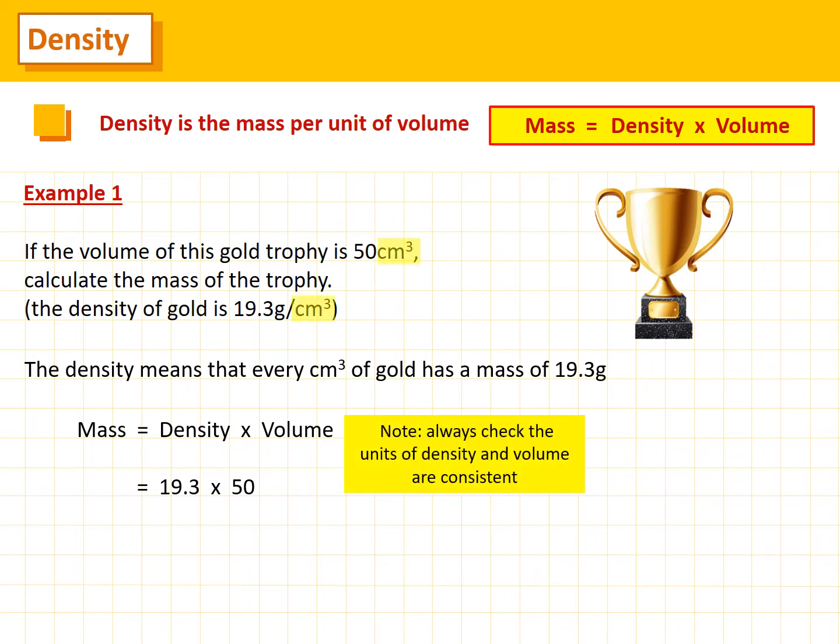We check that the units are consistent. The volume is given to us in cubic centimetres. The density was given in grams per cubic centimetre. So the units are consistent, so we can just multiply the two values together. And we end up with a value of 965 grams.